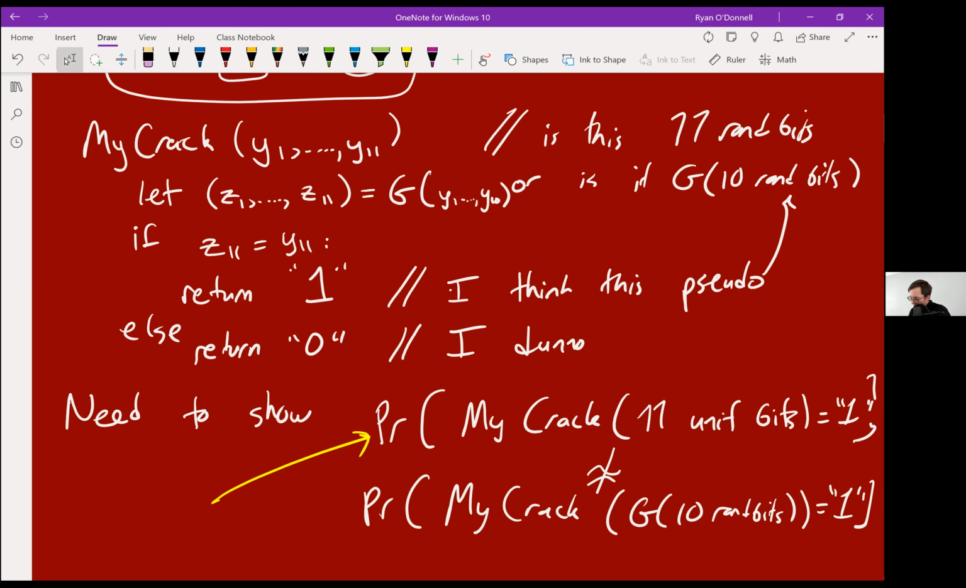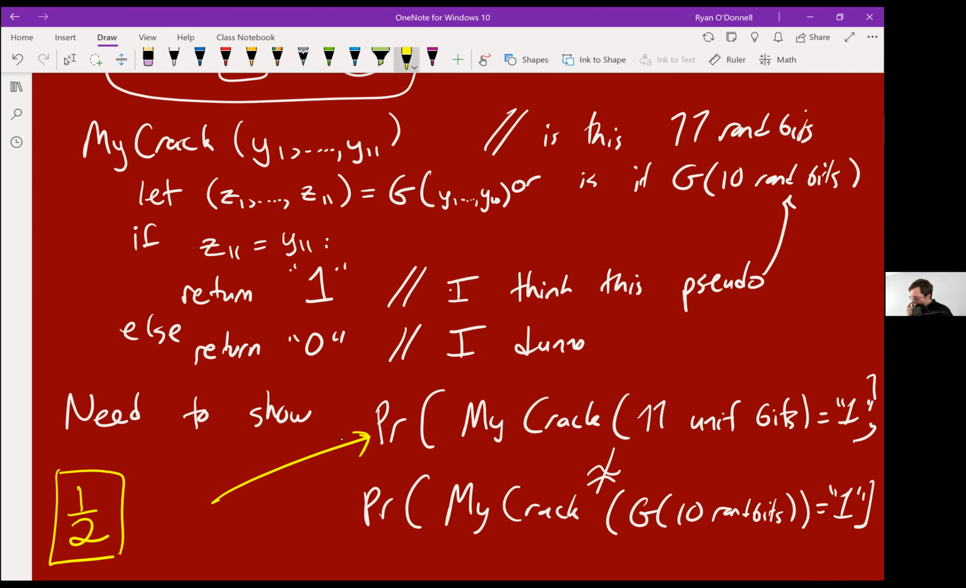It's going to be half. Why? Because there's a 1/2 probability that you get a 1 or a 0 at z11. Or it's half plus or minus negligible in n. Or wait, what is it exactly? Maybe somebody else can also pipe up, but I hope everybody is thinking about this question. I think it's exactly a half.